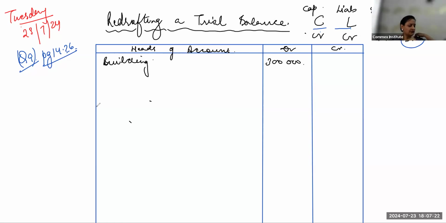Then machinery. Keep on telling me, Anushka. Machinery is also an asset. So again, on the debit side, we're going to put this balance, 85,000, correct.